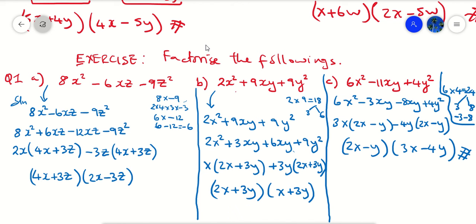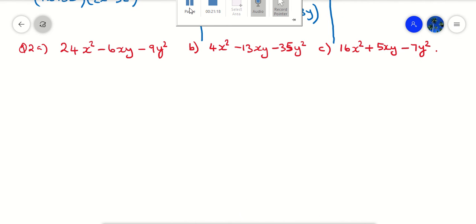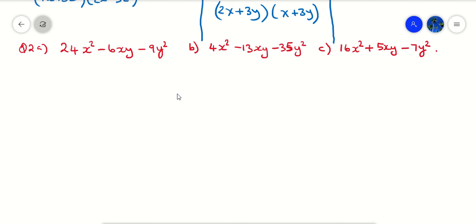Now I will put question number 2 for you to try, and then I will write the solution for that as well. Right, this is question 2 of our exercise. Again, we've got 3 parts, Part A, B, and C. Pause the video, try this for yourself, and then I will write the solution in a minute.